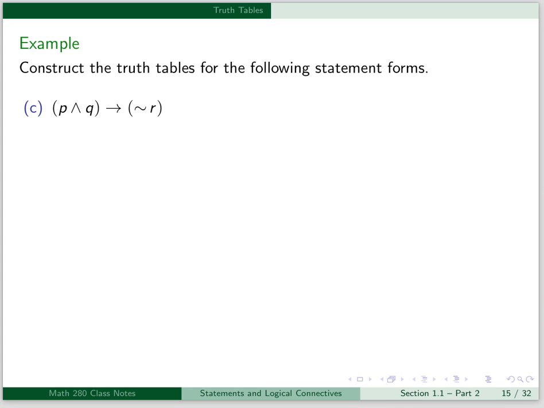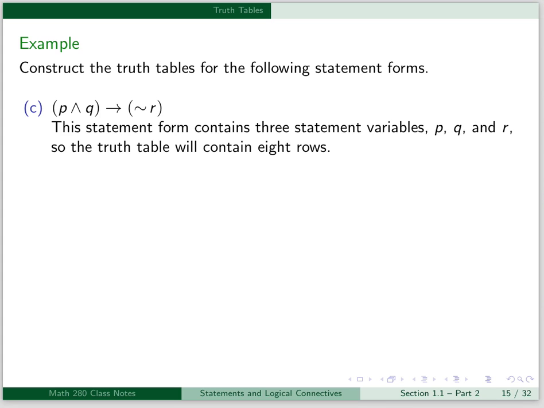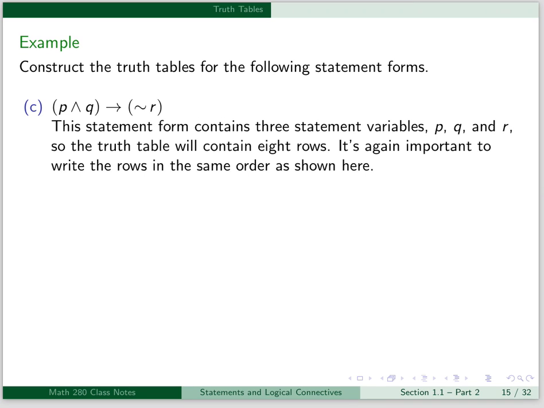For part C, we have the statement form p and q implies not r. This statement form contains 3 statement variables, p, q, and r, so the truth table will contain 8 rows. It's again important to write the rows in the same order as shown here.